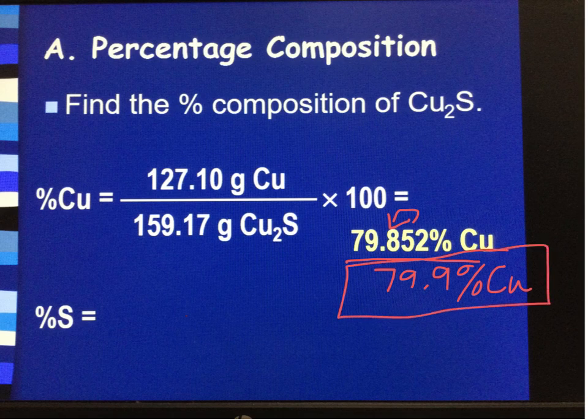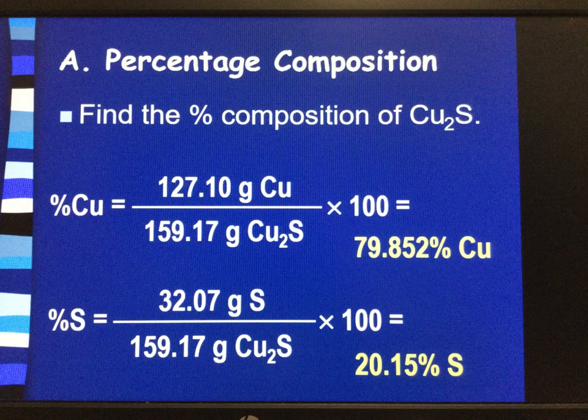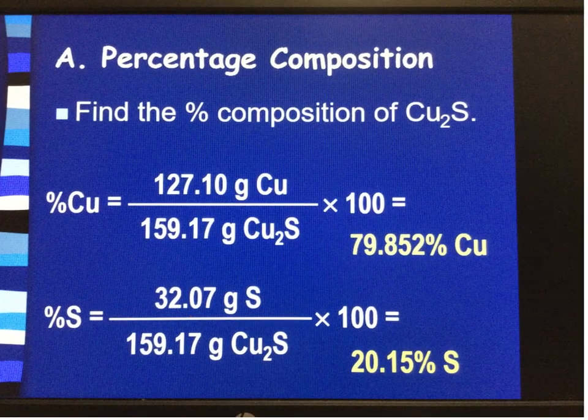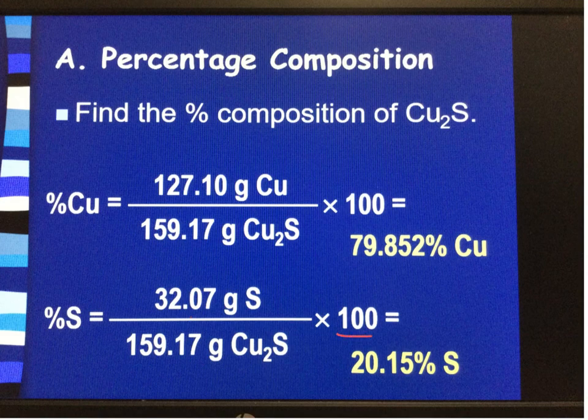Okay, just a little FYI, for me personally, I usually keep at least one number or one significant figure after the decimal. Okay, now I want you to pause this video, and I want you to do sulfur on your own and see if you get what I get. Okay, the percent composition for sulfur is 20.2%, and that is your percent composition for sulfur. Now, did you get to the right spot, or do we need help? If you need help, I want you to pause this video and ask me in Zoom.